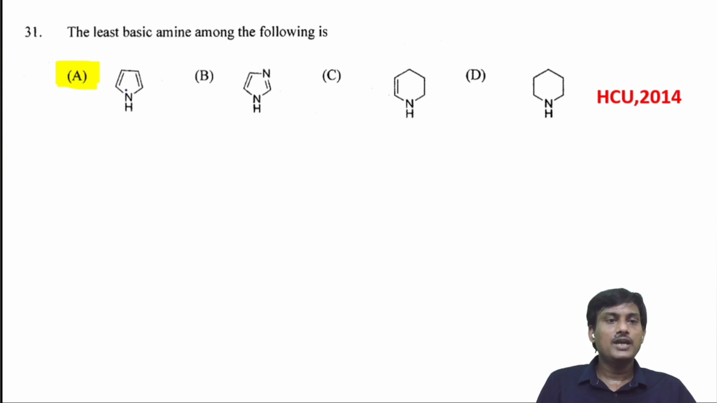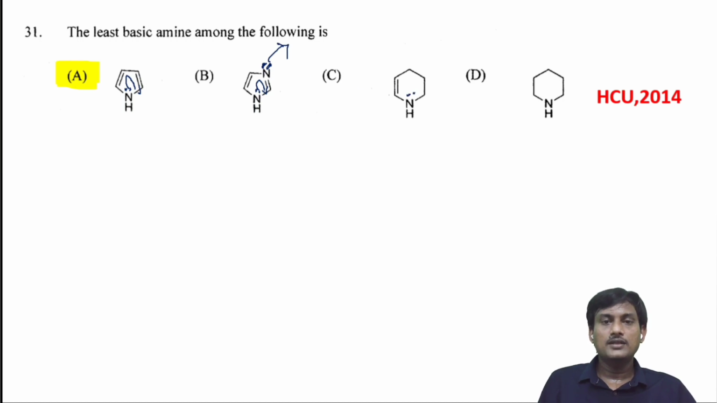Here, due to the aromaticity of pyrrole, there is a participation of the lone pair of electrons, so there is no availability of the lone pair. This one is less basic. Here also there is a participation of the lone pair, but this one has a lone pair that will not participate in resonance. So these electrons are available.